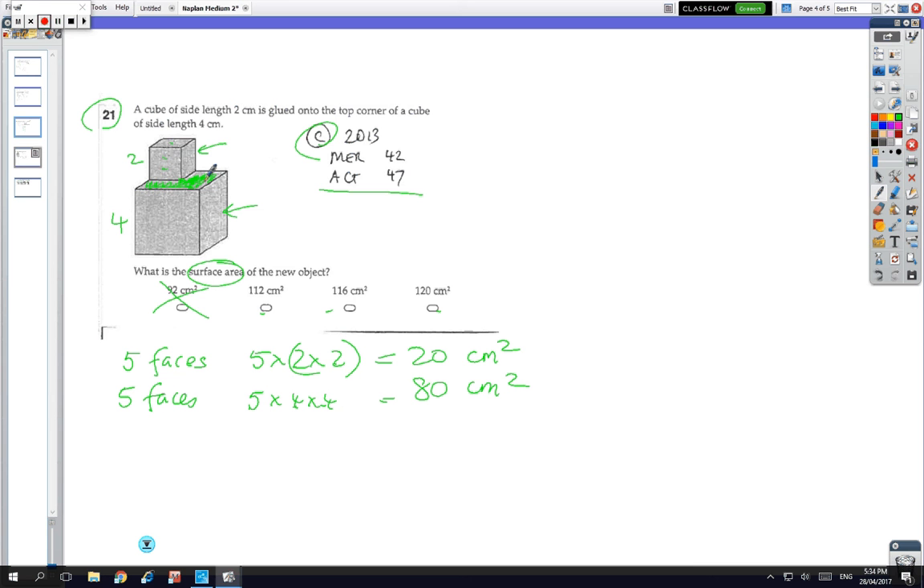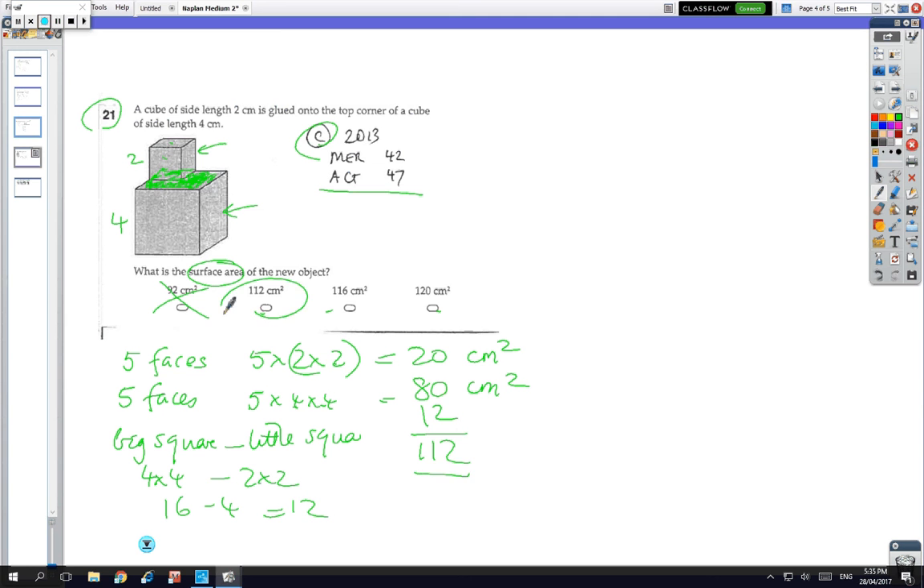Now that face there is the big square minus the little square. Okay, so you can see that this is a big square, but you can't get the part that's sitting on top. So we've got a big square, 4 by 4, minus 2 by 2. 16 minus 4 equals 12. So we've got another 12. So it's 112, which is that answer there. Okay, last question coming up.